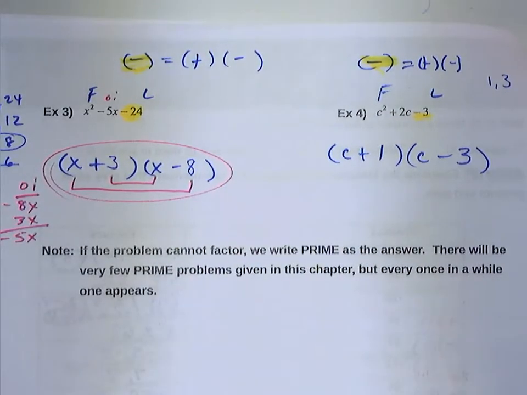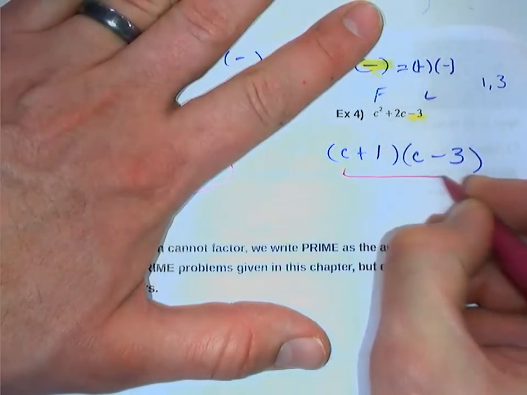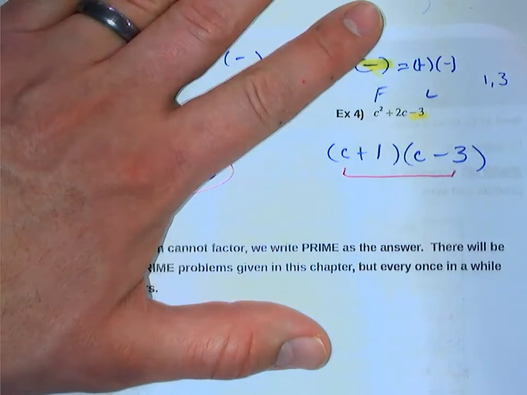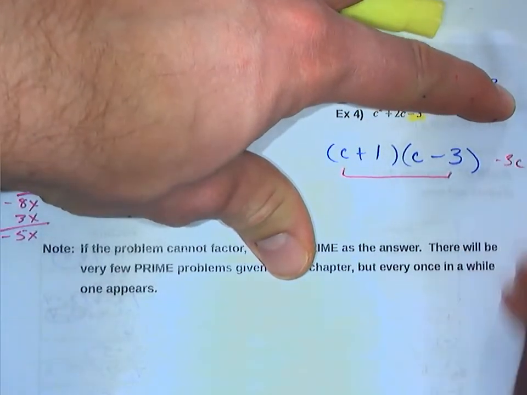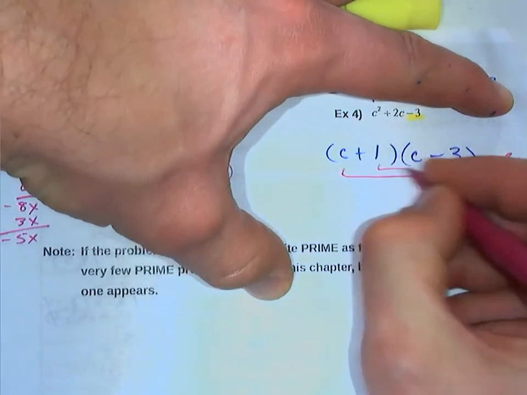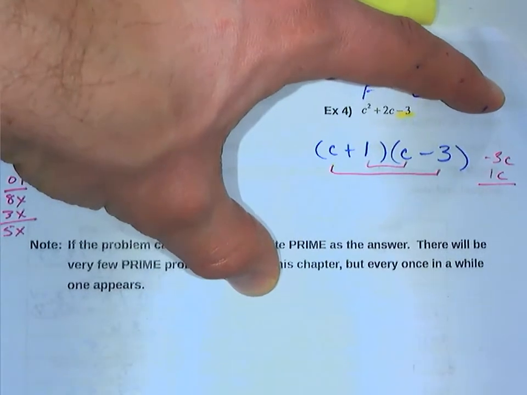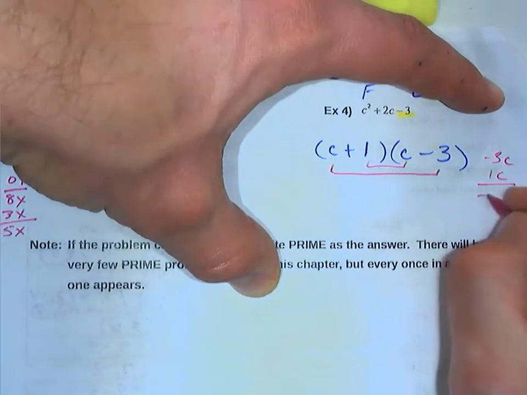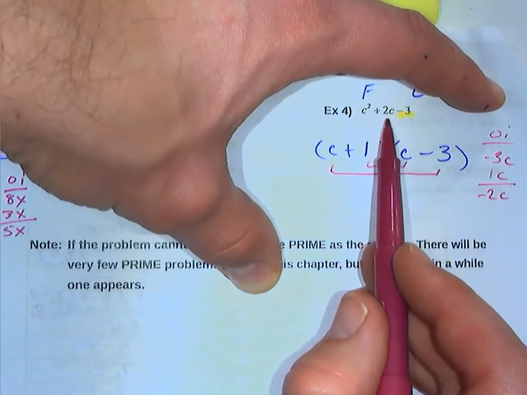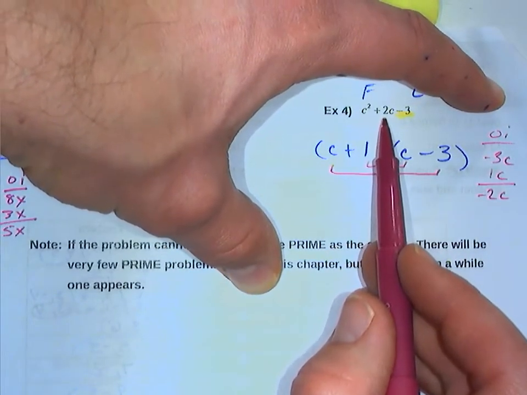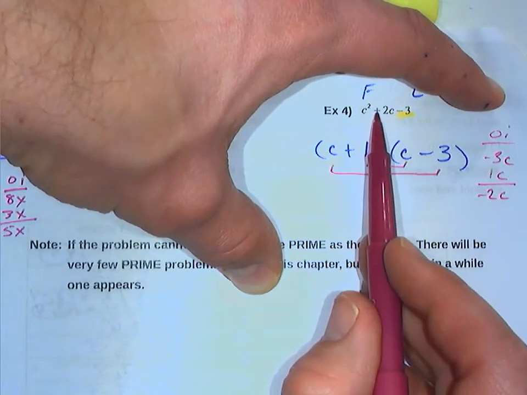Check it. Make sure it's right. I check it. I got c times negative 3 is negative 3c. I got 1 times c is 1c. Add them up. What do you get? Negative 2c. So I did my OI check. Is that what I wanted? I wanted positive 2c, didn't I? So if you got the right number, but it's supposed to be the other symbol, guess what I did wrong?